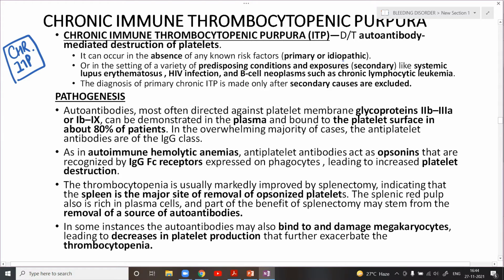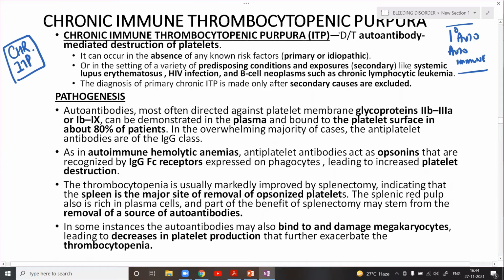Now, first tell me one thing, acute and chronic ITP, it comes under which heading? Which type of autoantibodies are formed over here? Yes, primary autoimmune. So over here, what is happening? Our own body is synthesizing autoantibodies, which without any reason go and destroy. Yes or no? It is going and destroying.